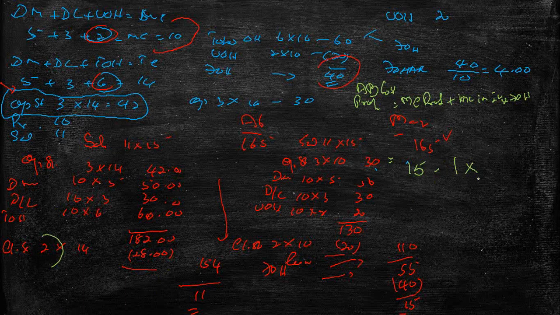What is the fixed overhead absorption rate? 4. 40 is the total fixed overheads, divided by 10 is 4. So minus 1 into 4. So 15 minus 4 is 11. And you can see that is the profit we have in absorption costing.